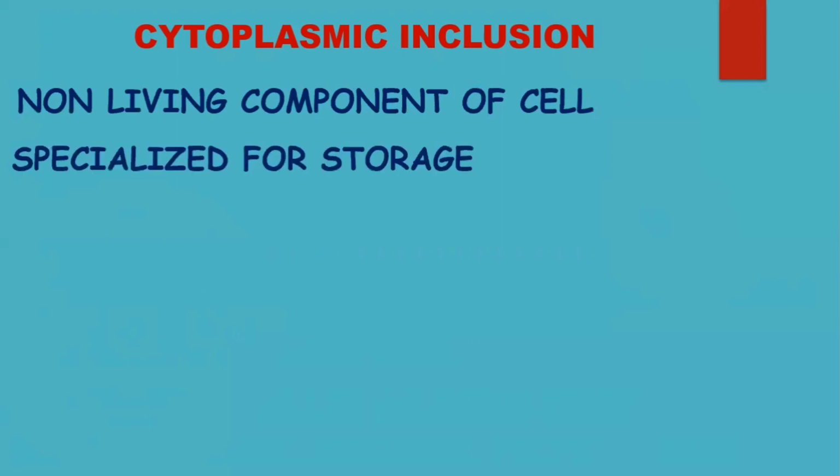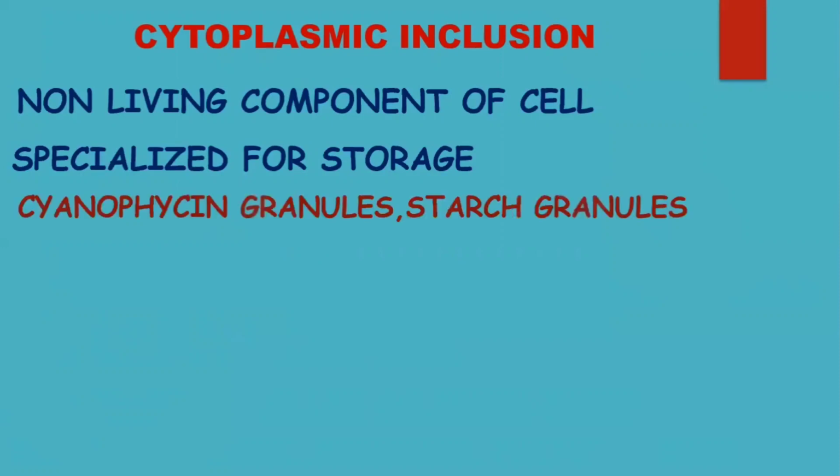Next, we want to talk about cytoplasmic inclusions. Now remember, cytoplasmic inclusions are non-living components of the cell. Basically, they are storage granules or storage structures. They are specialized for storage. For example, cyanophycin granules and starch granules are non-living components inside the cytoplasm. They help in storage. Clear this much? So now we have covered almost all the structures of a prokaryotic cell.